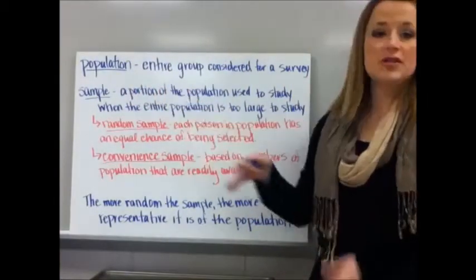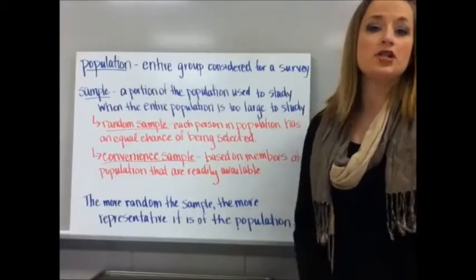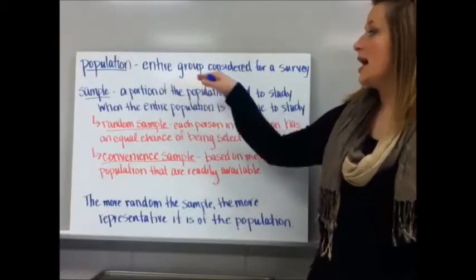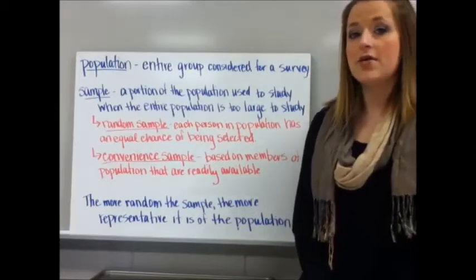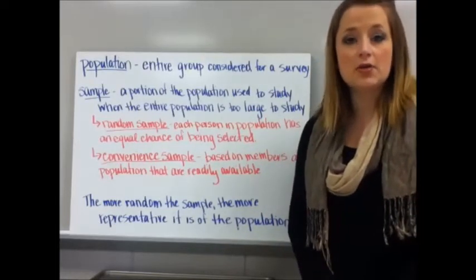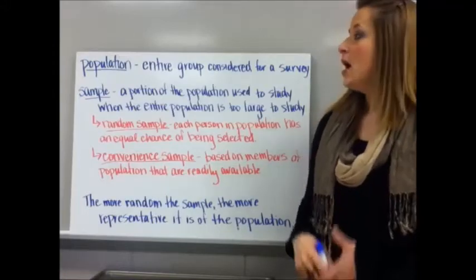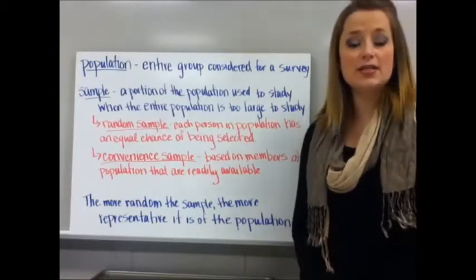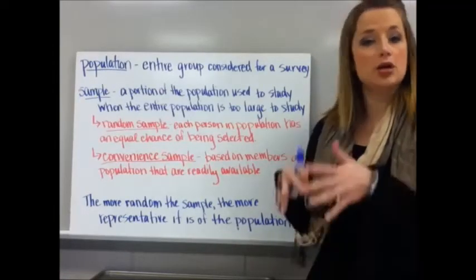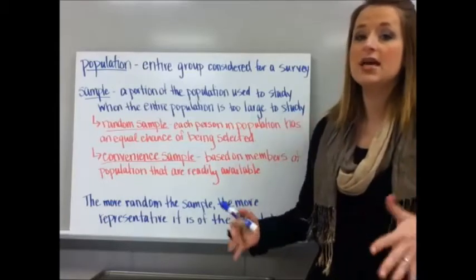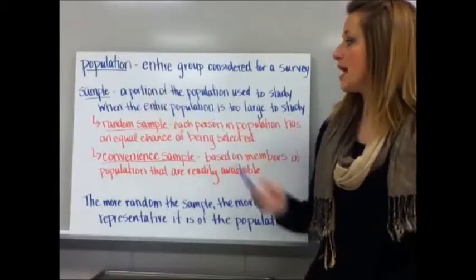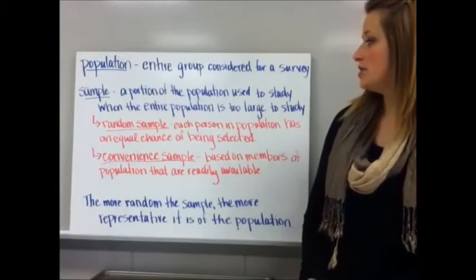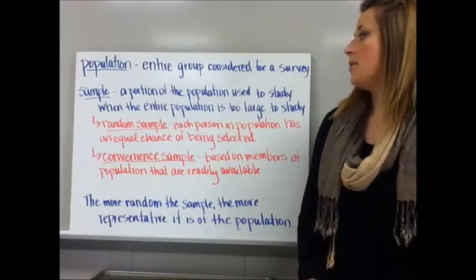First, a population. This is different from the population you learned in geography class. It's the entire group considered for a survey. So if I were wanting to know the favorite food of 7th grade students across the United States, my population would be 7th grade students across the United States, not just here at North Marshall, not just in Kentucky, but of the whole country.